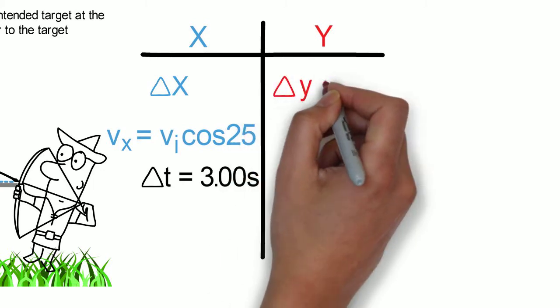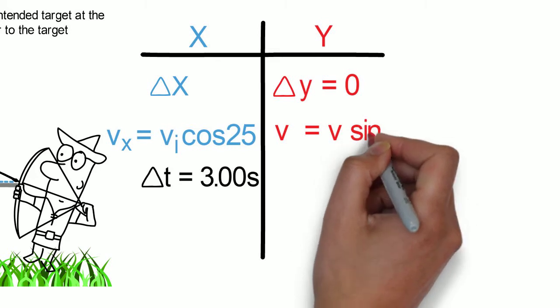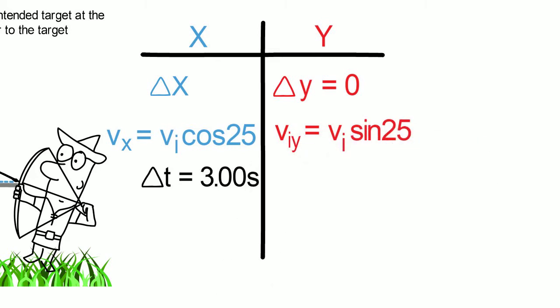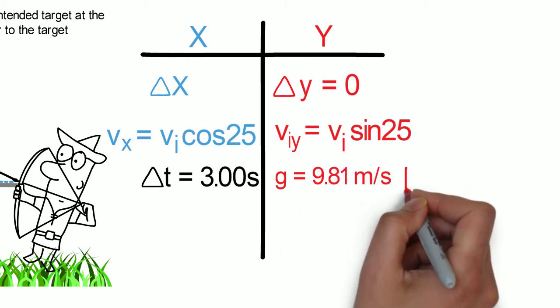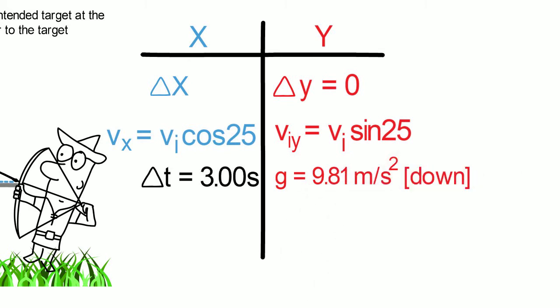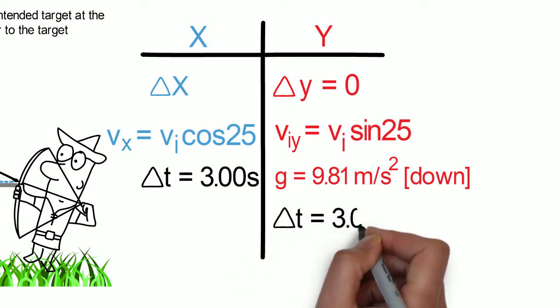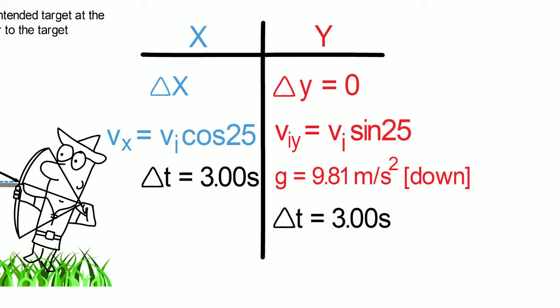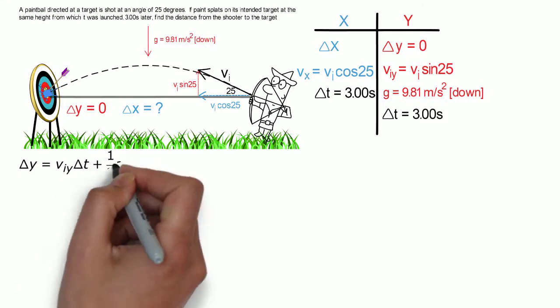So let's look at our y components. We have our displacement in y as 0, our initial velocity in y as initial velocity times sine of 25, our acceleration in y as our acceleration due to gravity, and our time, which is 3 seconds. Now here we actually have 3 pieces of known information: displacement, acceleration, and time.